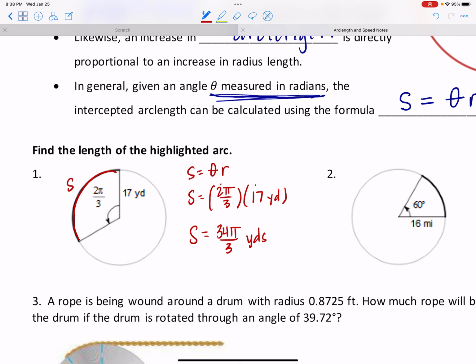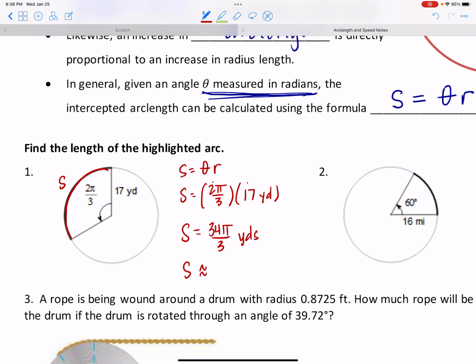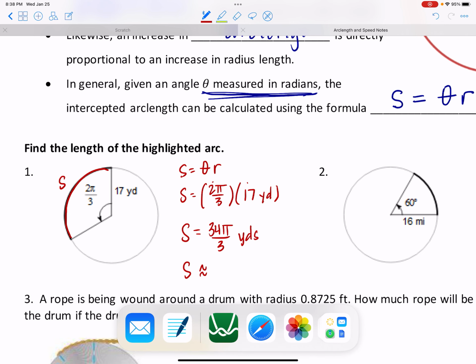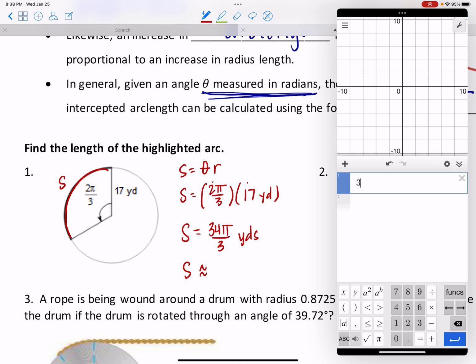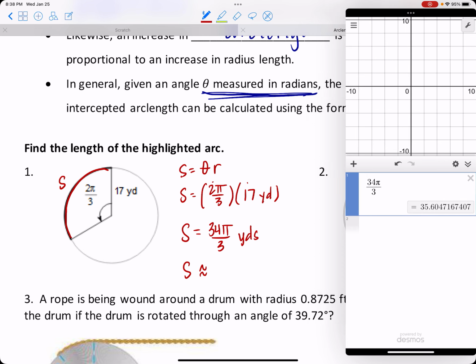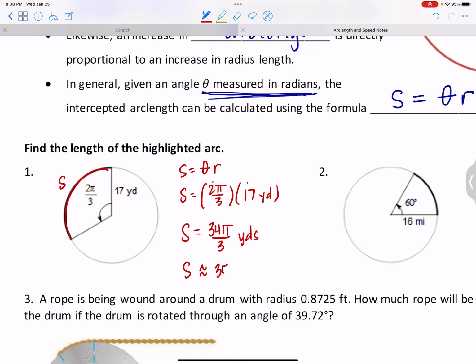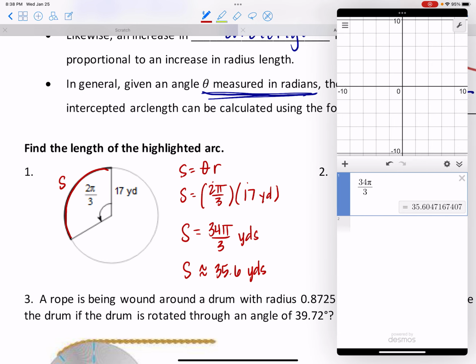Now that's kind of hard to conceptualize, so I would probably want to approximate this as well. Sorry, I forgot to bring my calculator in. So 34 pi divided by 3 is approximately 35.6-ish yards. Did I read that right? Okay, sometimes I flick away the calculator and wonder if I lost what I got.